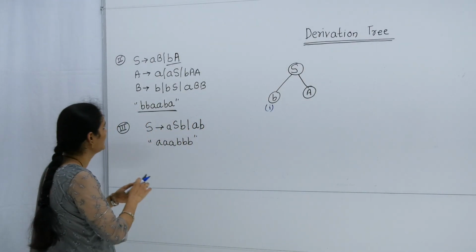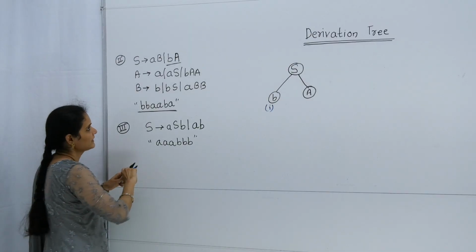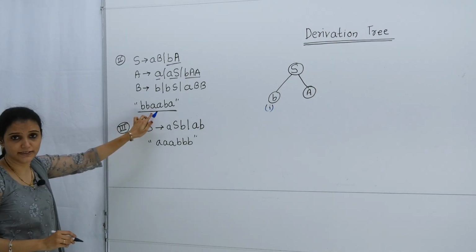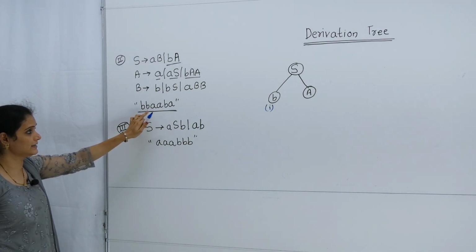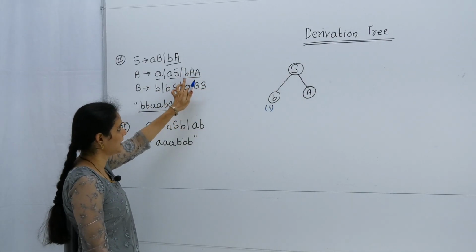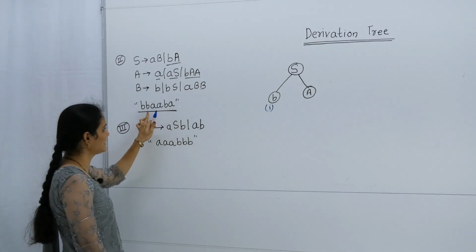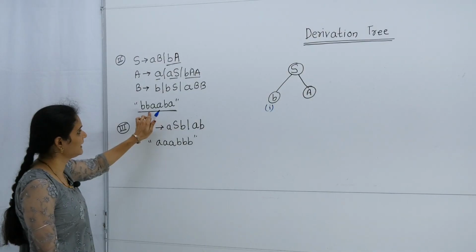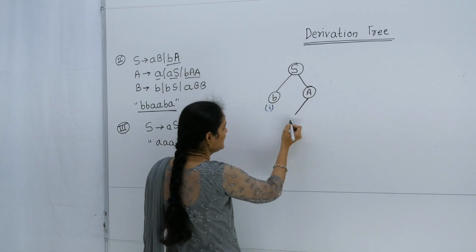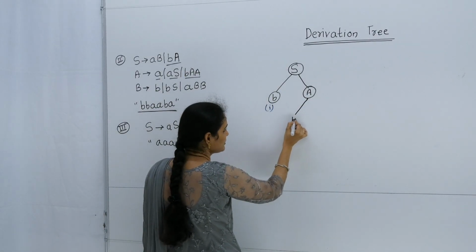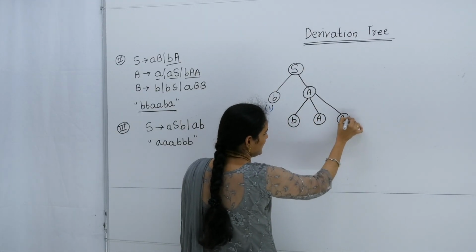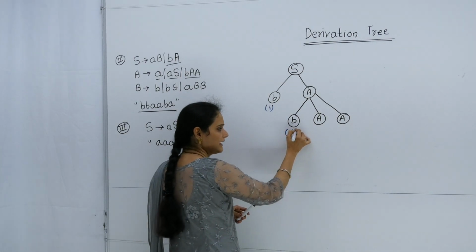Capital A produces, here three different rules are there. Capital A produces a, aS, BAA. So if I observe the string to be derived, the second symbol is also B. So here if I use BAA, A produces BAA, then I obtain that second B. Then for these two AA, we can also see by trial and error method how to derive that particular derivation tree. B, A, A. So suppose that is my second leaf node.